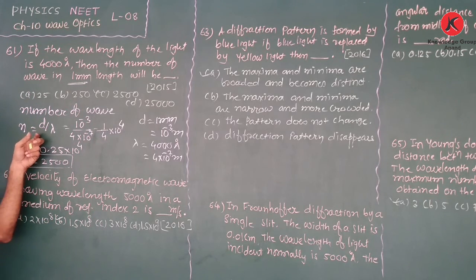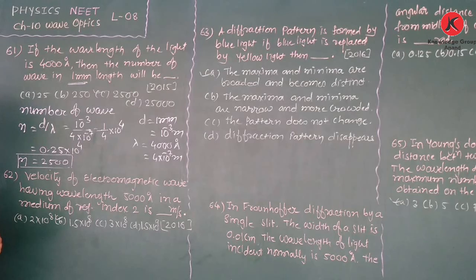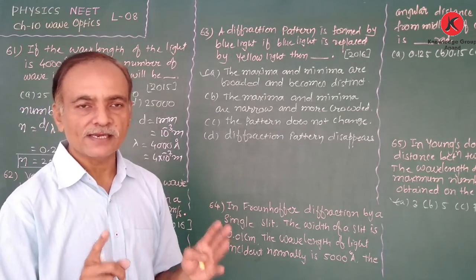Substitute in this equation: 10 to the power minus 3 upon 4 into 10 to the power minus 7 is equal to 1 by 4 into 10 to the power 4, that is 0.25 into 10 to the power 4. Therefore, 2500 waves are in 1 millimeter length.